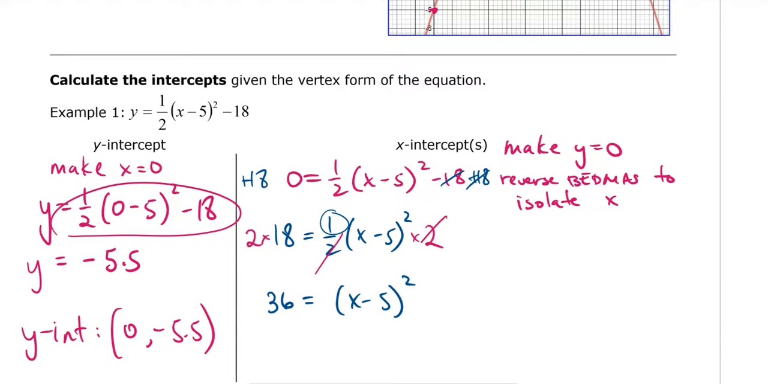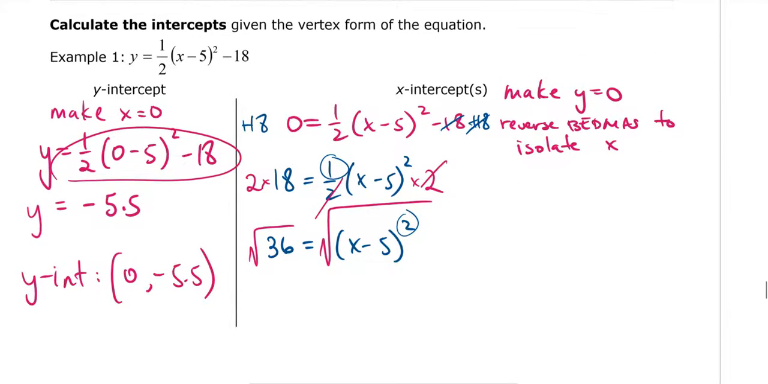Now, if you want to get rid of a square, take the square root. But whatever you do on the right, you got to do on the left. So the square root of 36. Now, when you take a square root when you're doing this kind of problem, consider both the positive and negative square roots, right? Because the square root of 36 is not just positive 6, it is also negative 6, right? Negative 6 times negative 6 gives you positive 36. Okay, and the square root of (x minus 5) squared gives me x minus 5. So I'm going to have plus or minus the square root of 36 equals x minus 5.